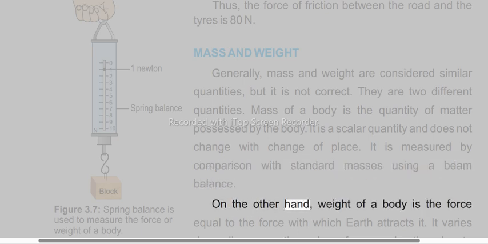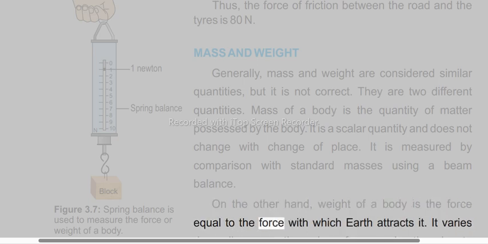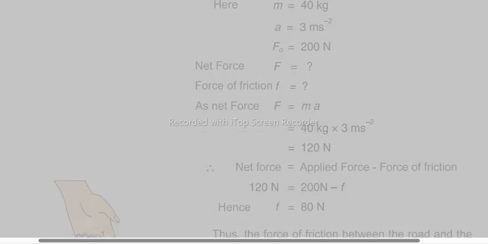On the other hand, weight of a body is the force equal to the force with which Earth attracts it. It varies depending upon the value of g, acceleration due to gravity. Here, net force equals applied force minus force of friction. Figure 3.7, spring balance is used to measure the force or weight of a body.